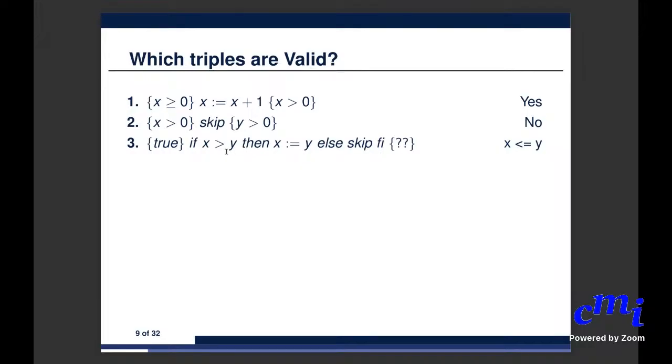Because if x is greater than y, it makes x equal to y. In that case, x is equal to y. If x is less than y, it doesn't do anything. Therefore, it leaves it as is anyway. So it is indeed x less than or equal to y. That's correct. Okay.